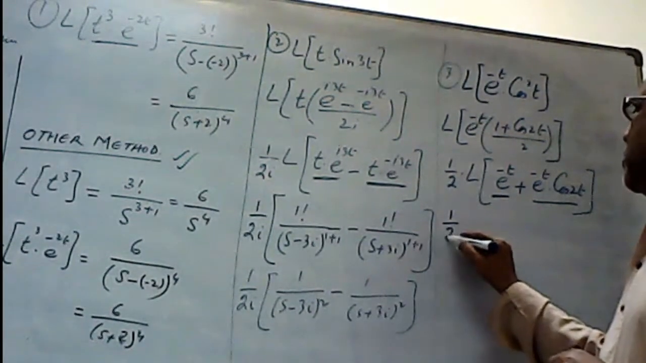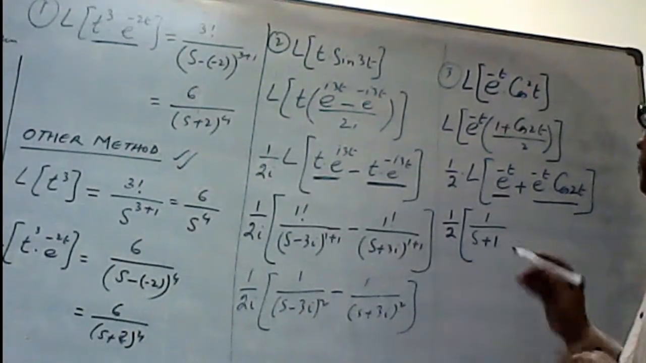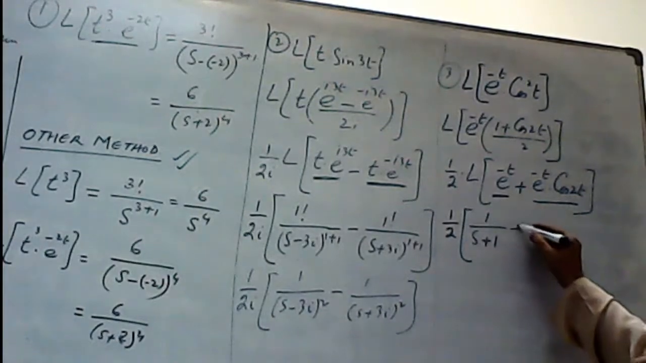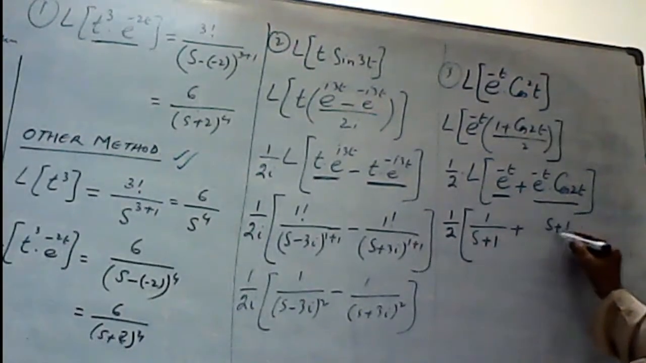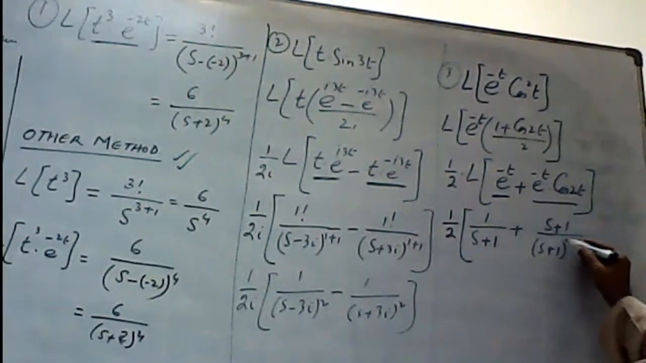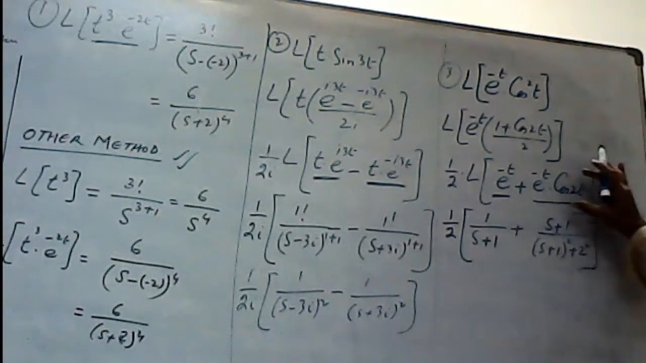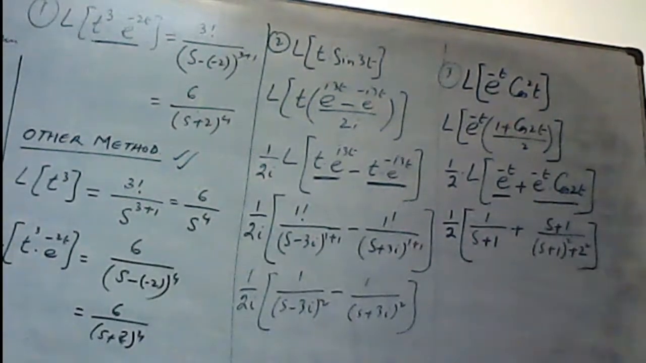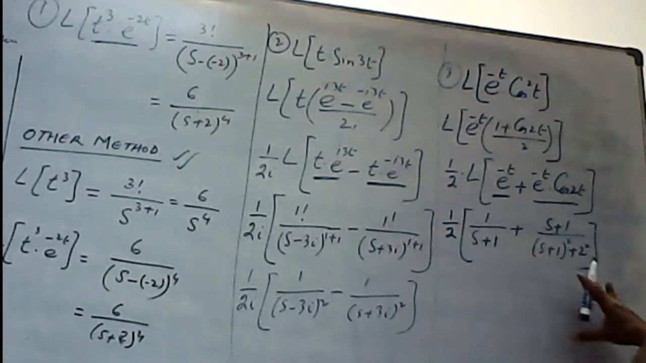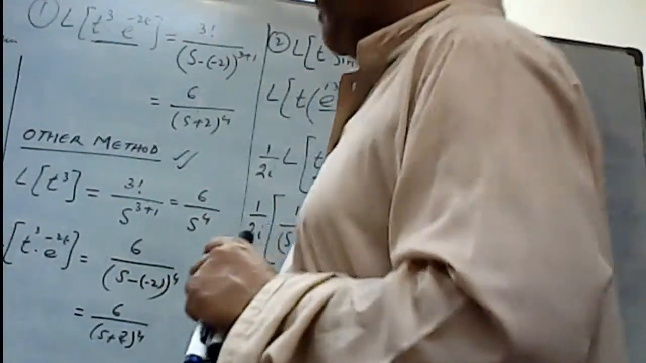So 1 upon 2, as per formula number 2, it is 1 upon s minus a, that is s plus 1, and then plus s minus a upon (s minus a) square plus 2 square. So this is formula number 9 and this is formula number 2. So this is the response of example number 3. Now moving on to example number 4.